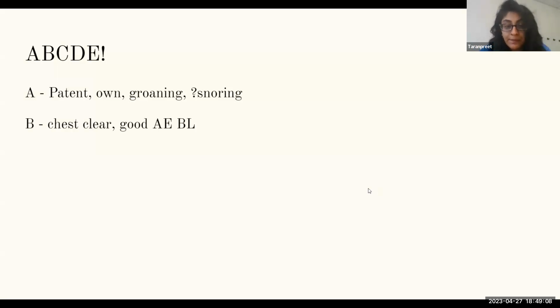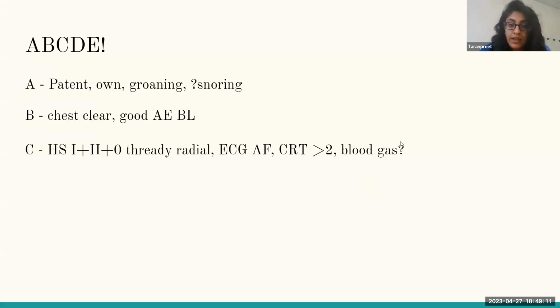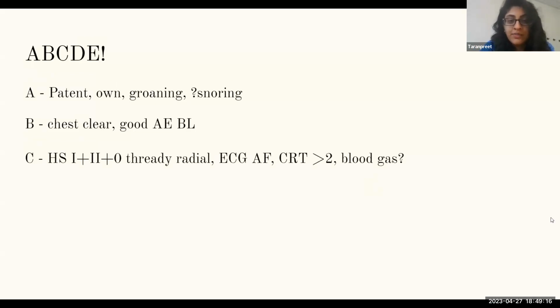So we'd go on to C. And this is really shorthand that you'll see written in the notes a lot by junior doctors. Basically it means heart sounds 1 + 2 + no murmurs. That's normal heart sounds. His radial pulse was present but weak on palpation. His ECG shows AF, which actually is long-standing, and that explains why the patient was on apixaban. Capillary refill time was more than 2, which means he's got kind of a slow circulation.